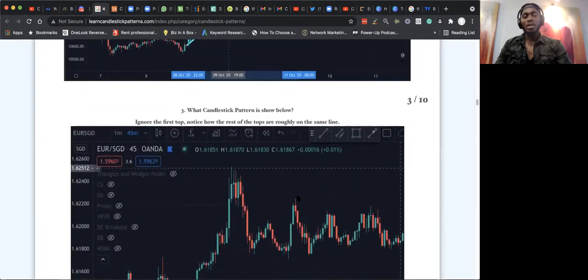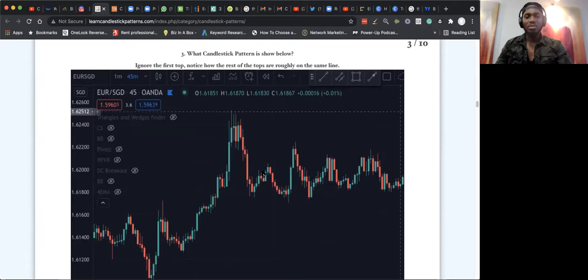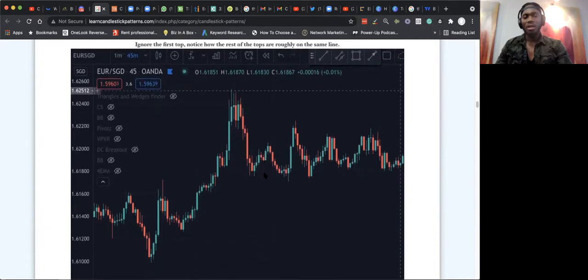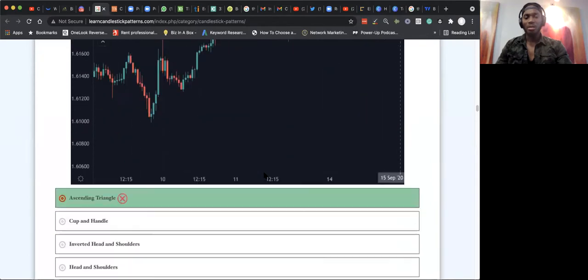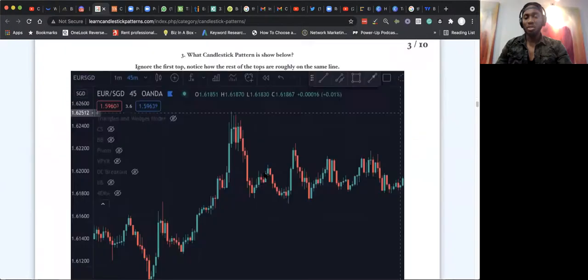All right, coming right along. The next chart here is the Euro SGD. I don't trade Forex, so I don't know these currencies. This is a 45-minute chart, and I thought it was a bull flag, but there wasn't a bull flag option here, and they called it a triple top.